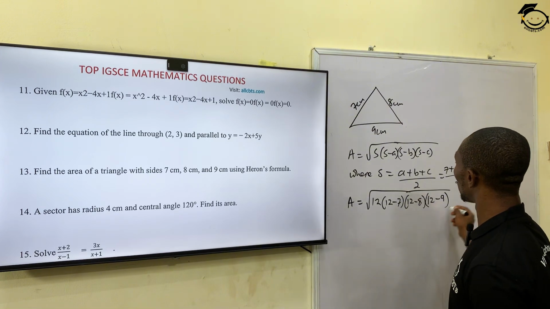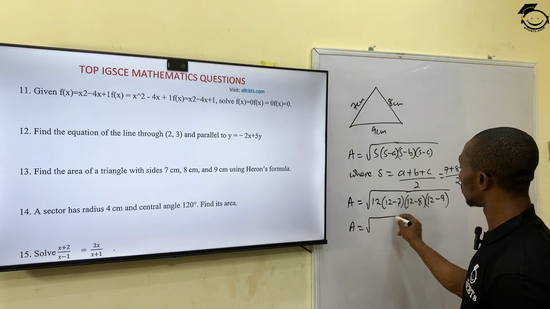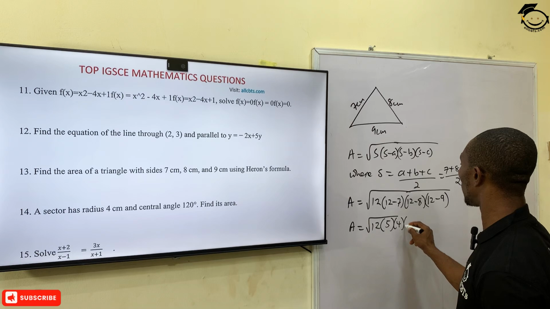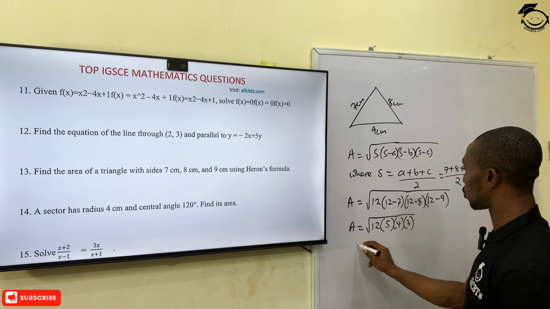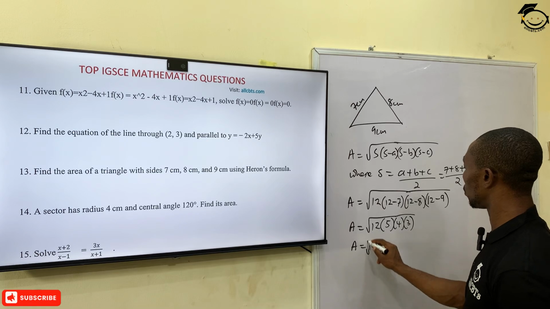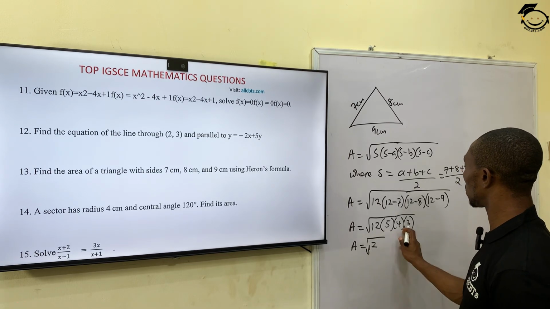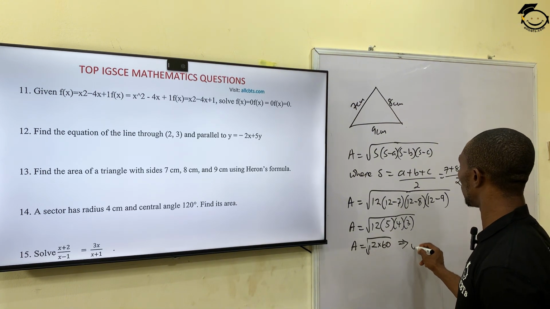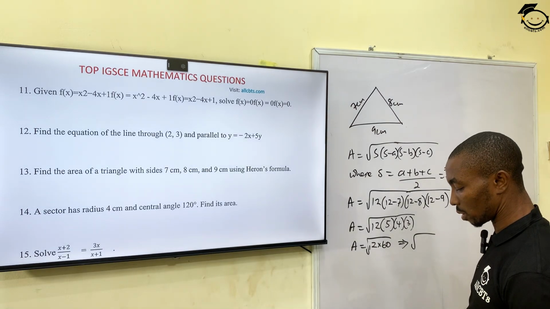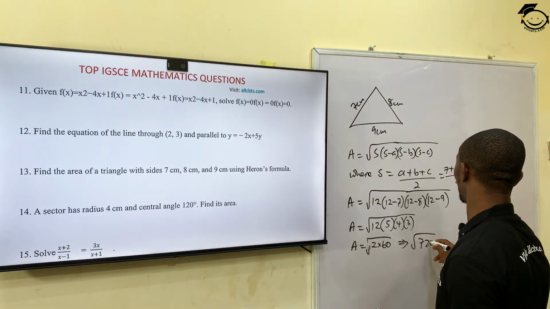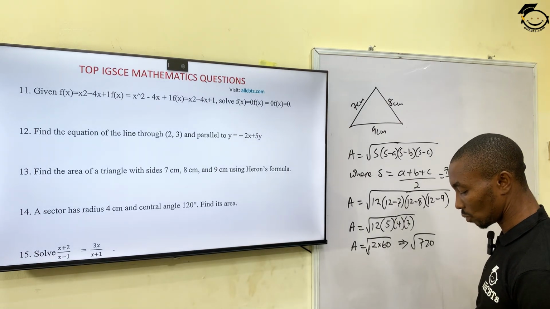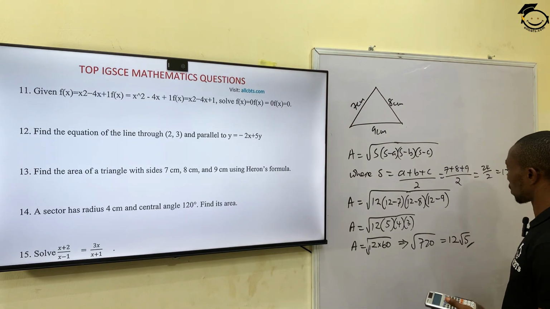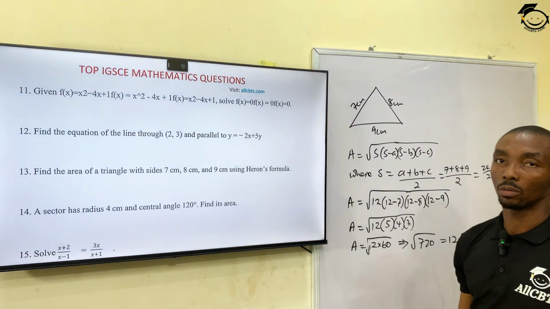Alright, now this will give us area equals root 12 bracket 5 bracket 4 and bracket 3. So this will be area equals root 12 times 20 times 3 will give us 60. So 12 times 60, our area will become root 12 times 60, which will give us 720. So root 720 will become 12 root 5 as our area of the triangle.